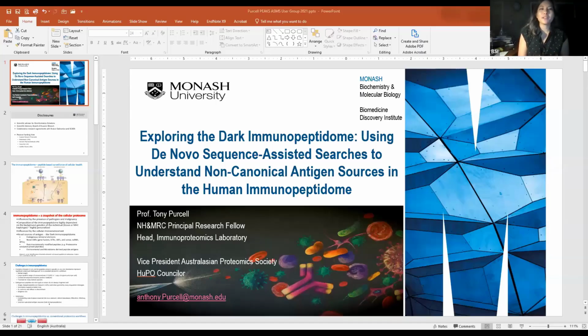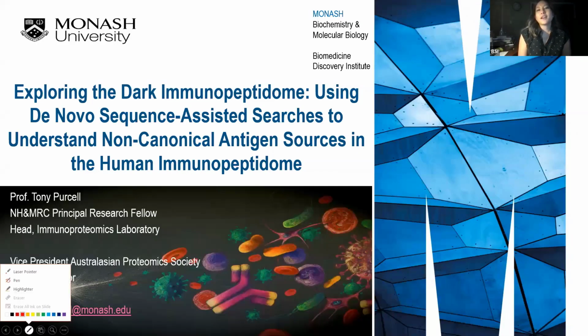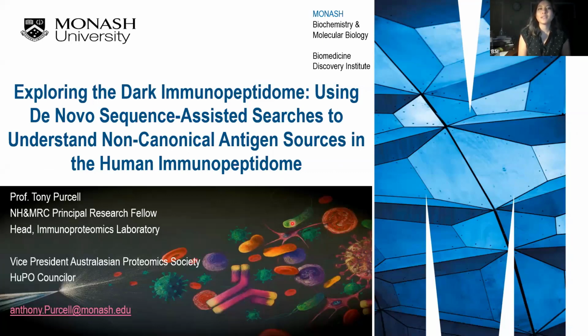Our final presentation, and we've been very excited for this talk. As Paul mentioned, Tony is one of the members of the BSI Scientific Advisory Board. Tony is an NHMRC Principal Research Fellow and Deputy Head of Research of the Department of Biochemistry at Monash University. He's also the Vice President of the Australasian Proteomics Society and a member of the HUPO Council. He is also currently a visiting professor in cancer science at the University of Southampton.